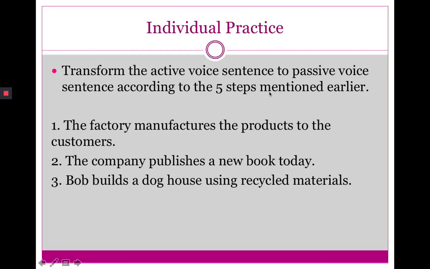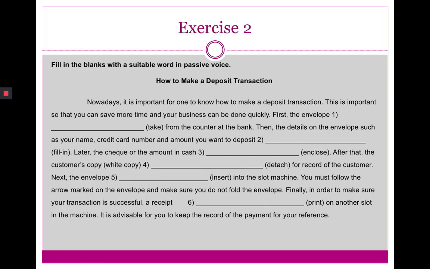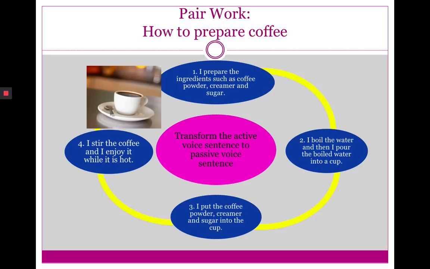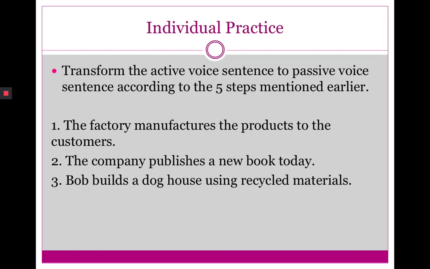Okay, and the last one, same. Transform the active voice sentence to passive voice sentence according to the 5 steps mentioned earlier. So the factory manufactures the product to the customers, the company publishes a new book today, Bob builds a dog house using recycled materials. Okay, 3 sentences, try to change them. Okay, so you have exercise 2. Next one, how to prepare coffee, this exercise, and also individual practice, the last exercise.